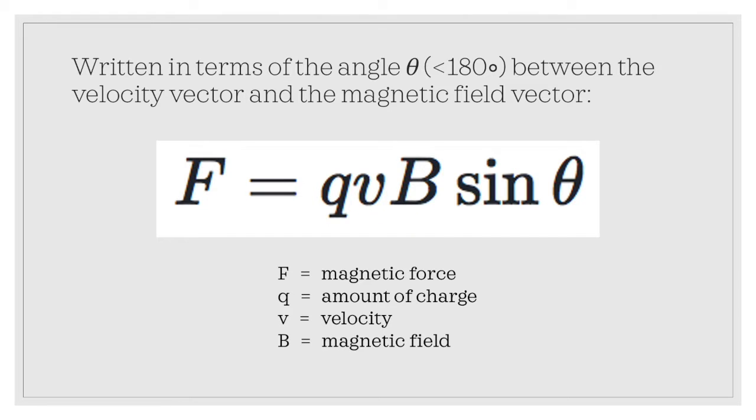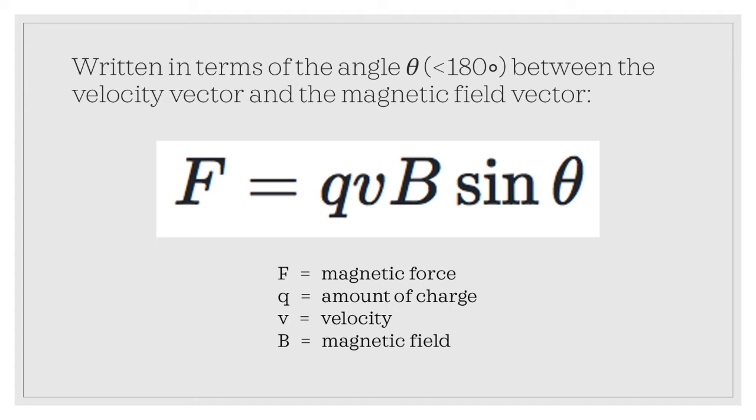The previous formula can be written in terms of the angle theta, which is less than 180 degrees, between the velocity vector and the magnetic field vector. So the formula is F, or magnetic force, is equal to the amount of charge times velocity times the magnitude of the magnetic field times the sine of theta, or the angle.